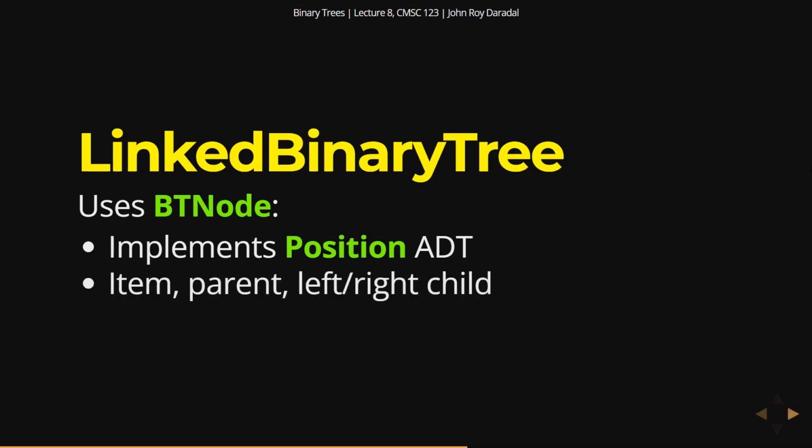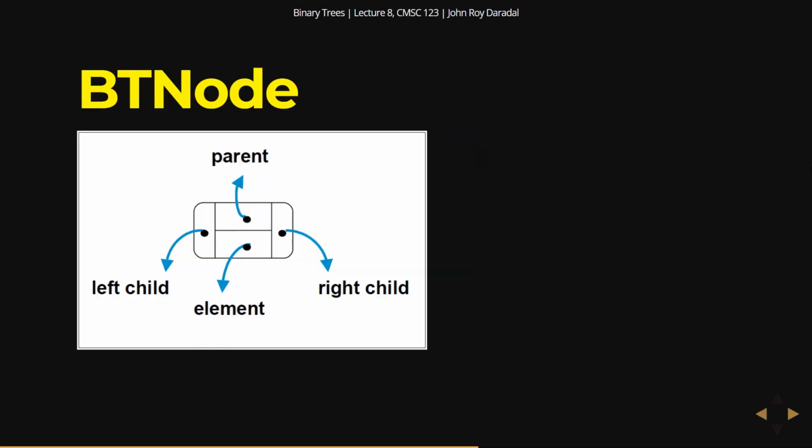So it will have three things. It will hold the item, it will have a link to the parent, and it will have links to the left child and the right child. So it kind of looks like this. So you have four things.